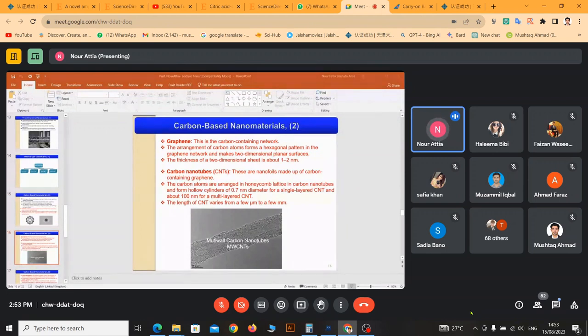Graphene, this is a carbon-containing network. The carbon atoms are arranged in a hexagonal pattern in the graphene network, making a two-dimensional planar surface. The thickness of one sheet of graphene, or one single layer, is theoretically from 0.3 to 1 nanometer, but actually it's from 1 to 2 nanometers. The thickness of the single layer graphene sheet is theoretically from 0.3 to 1 nanometer.